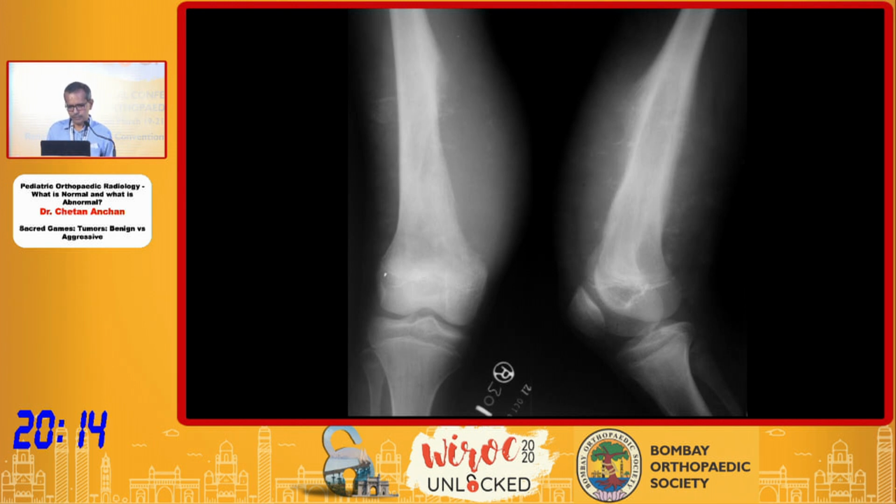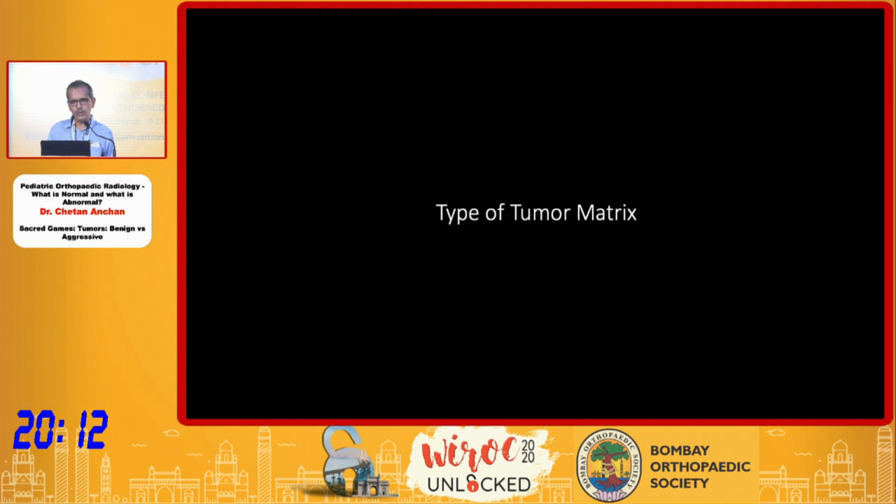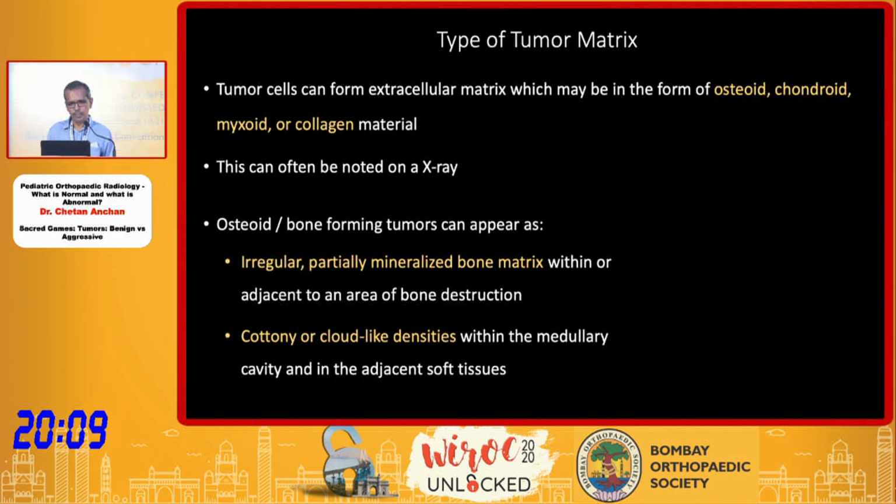Then you come to the type of tumor matrix. Tumor cells form extracellular matrix which may be in the form of osteoid, chondroid, myxoid or collagen material. So this can be identified on an X-ray.